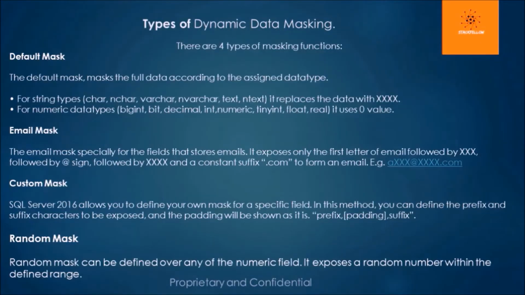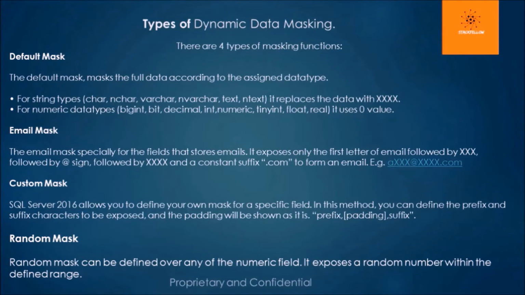Now let's move to the types of dynamic data masking. There are four types of masking functions available in SQL Server 2016. First is the default mask. The default mask masks the full data according to the assigned type. For example, if you are working with string data types like char or text, it replaces the data with masking characters like x, x, x, x. And for numeric data types like int, bigint, float, it provides a zero value.